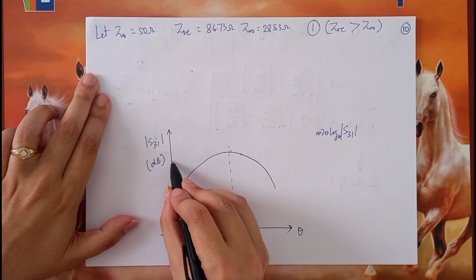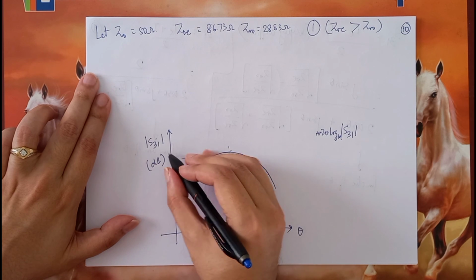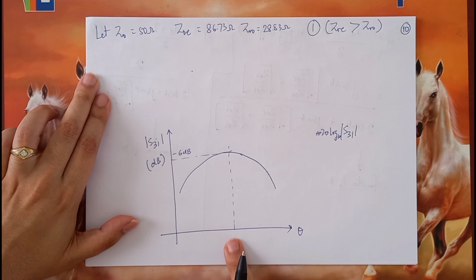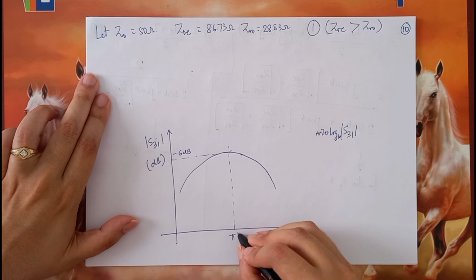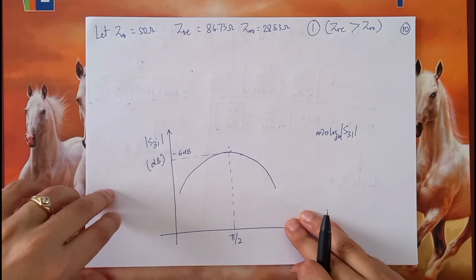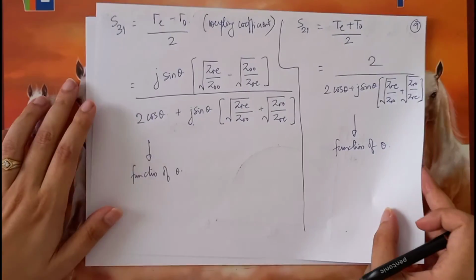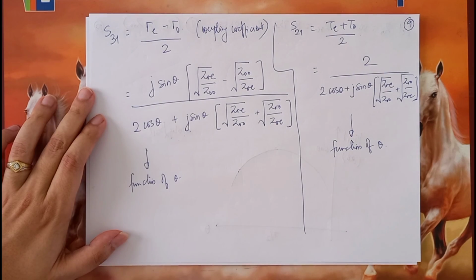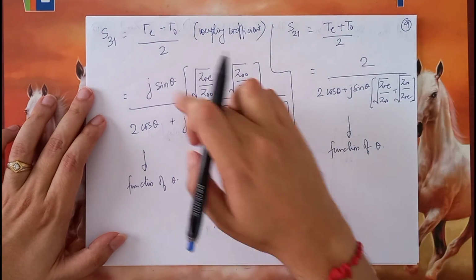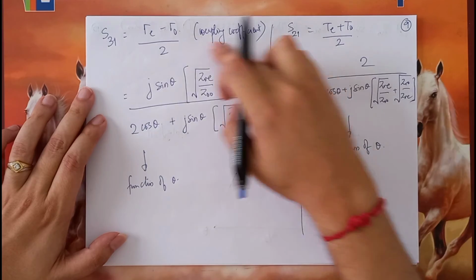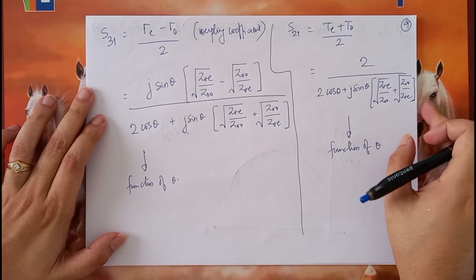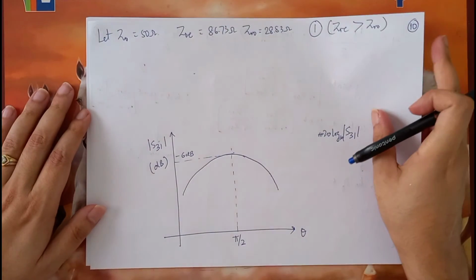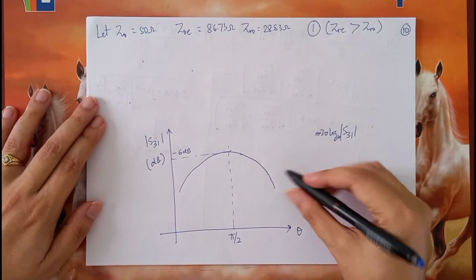So over here, the maxima will be somewhere around minus 6 dB, and the maxima will happen at theta of pi by 2. You can verify this yourself. If you put theta as pi by 2, the cos term will become 0. So therefore, the sine term will become 1 and you will be left with a real quantity which will be the maximum magnitude. This is for case 1.